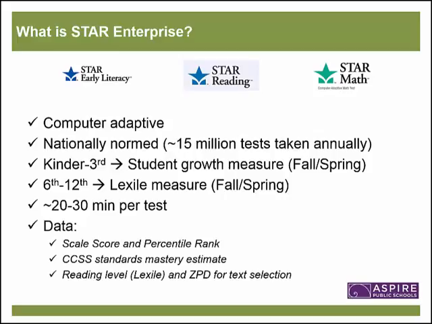They take about 20 to 30 minutes per test, and the data that you get out of it includes the following: an overall scale score and national percentile rank, a Common Core state standards mastery estimate, so it'll basically tell you how your students are doing on the Common Core standards for your grade level, and it'll give you a reading level in the form of a Lexile, as well as a ZPD range to help with choosing text for your classroom.